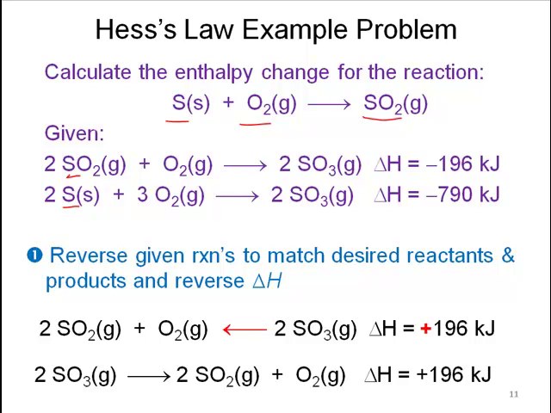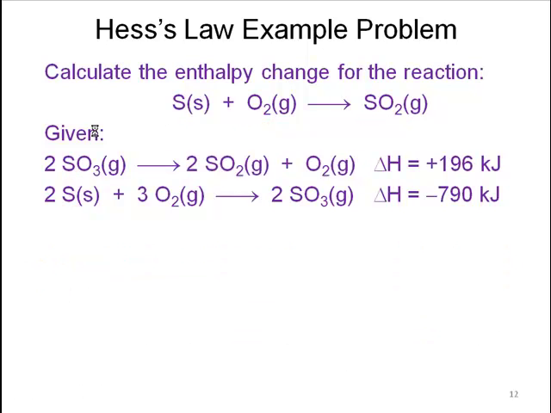The 2SO3 going to 2SO2 plus O2, that's our new equation. That's what it looks like. So the bottom one is just the new equation for the first given equation. So I reversed it. This is the new equation here, just so you know. So I rewrote that equation. Now, if we add them up, we might get the reaction we want, our S plus O2 making SO2.